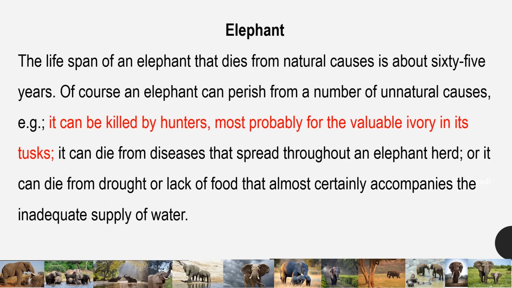This is paragraph 1. Let's focus on part of the sentence in red. Kita perhatikan bagian kalimat yang berwarna merah. It can be killed by hunters. Gajah tersebut dapat terbunuh oleh para pemburu. Most probably for the valuable ivory in its tusk. Kemungkinan besar karena gadingnya yang sangat bernilai.